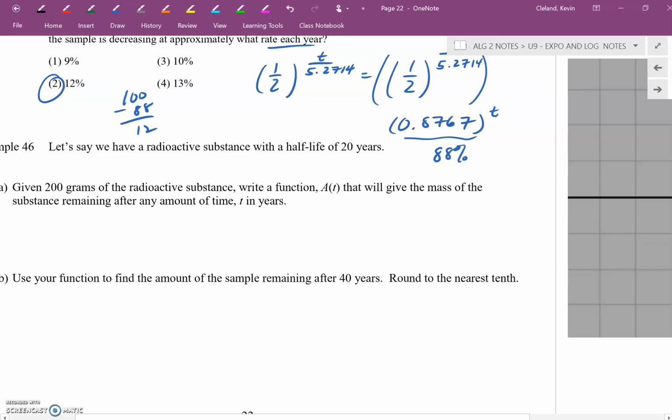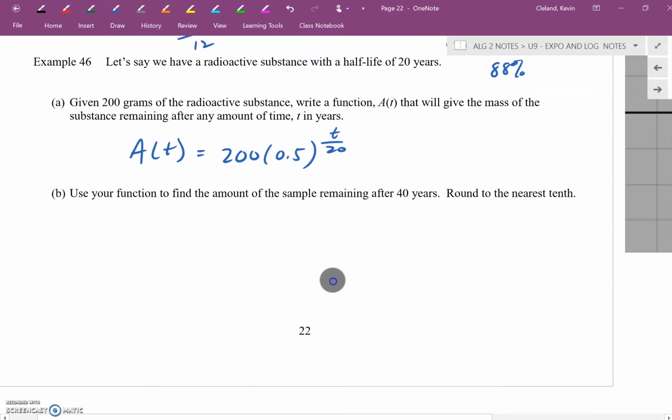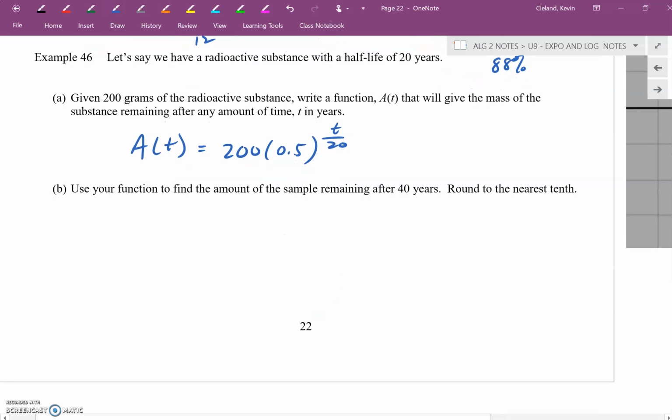Okay, and then lastly, here's my function. Running low on time, so I'm just going to get you this one as quickly as possible. All right, I have to input the half-life, which is 20 years, and then here we just have to input 40.